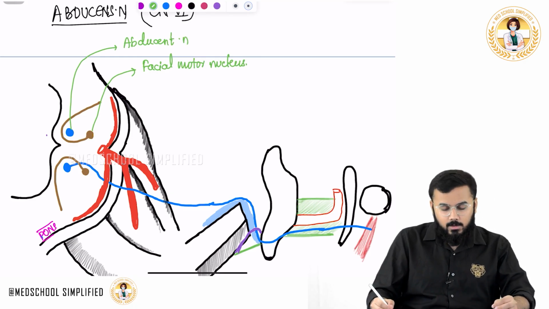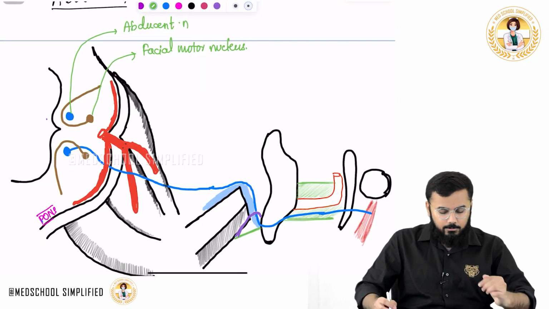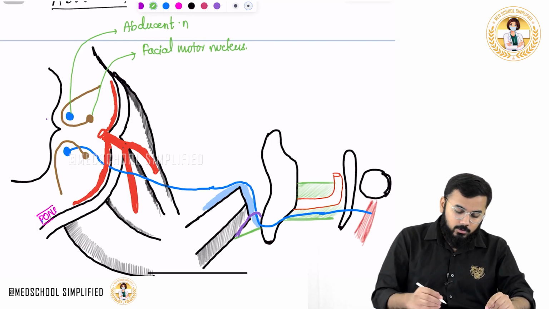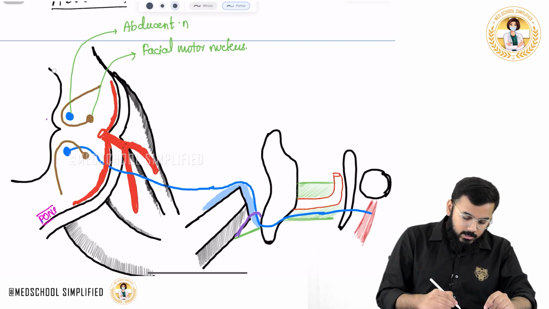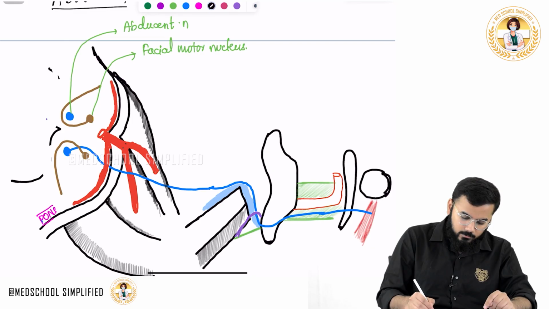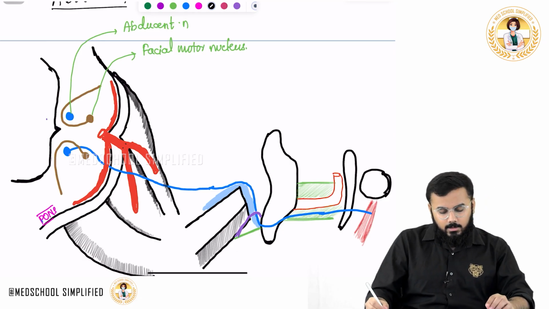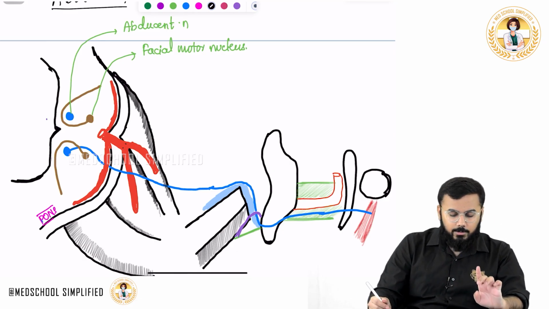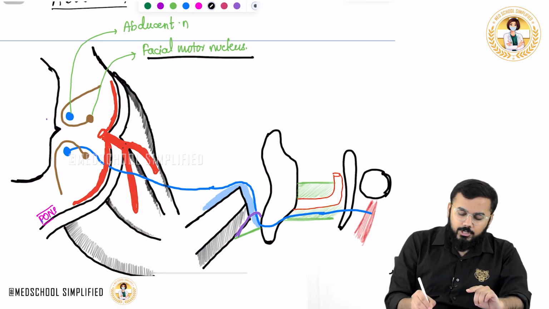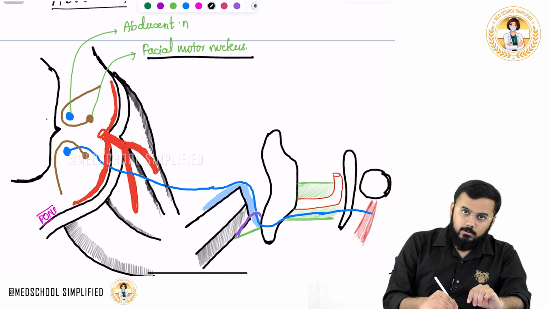Now from the abducens nucleus, this blue color line I have drawn is your abducens nerve. But an important thing you need to know is that initially the structure is present in this way. Now if you look here, you see this facial motor nucleus. This facial motor nucleus is taking a turn.